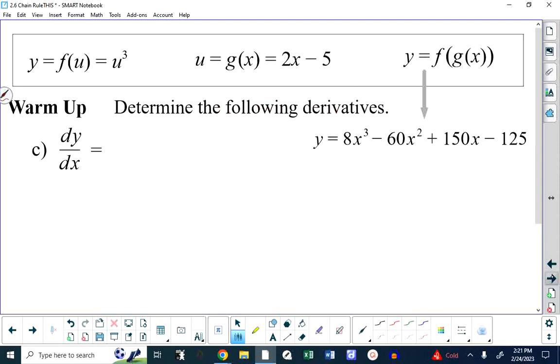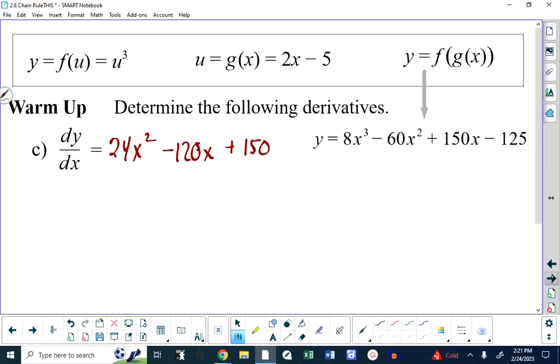And now we can differentiate it with the sum and difference rules and the power rule. I take 8x cubed and I differentiate it and get 24x squared. Negative 60x squared has a derivative of negative 120x, and 150x has a derivative of 150. And again, I find it easier to differentiate if I'm not talking at the same time. So I just have to look at it now, and we're good.